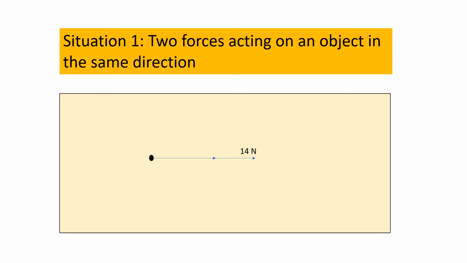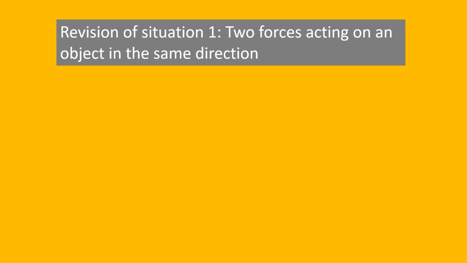The magnitude of the resultant force is just the sum of all the forces in the same direction. Just now we have 6 Newton and 8 Newton, so the sum of 6 and 8 is 14 Newton. Since all the forces are acting to the right, our resultant force is also acting to the right. Let's do a very quick recap of situation 1.